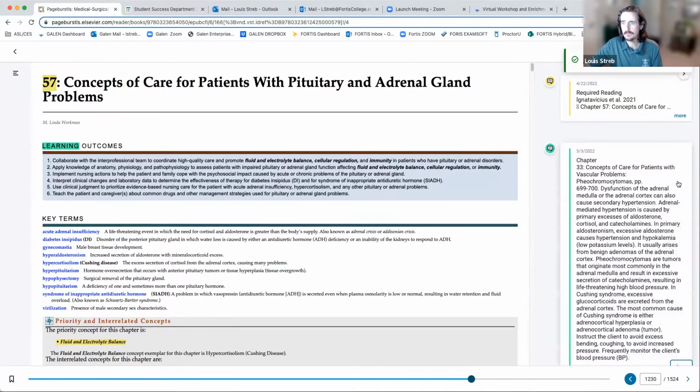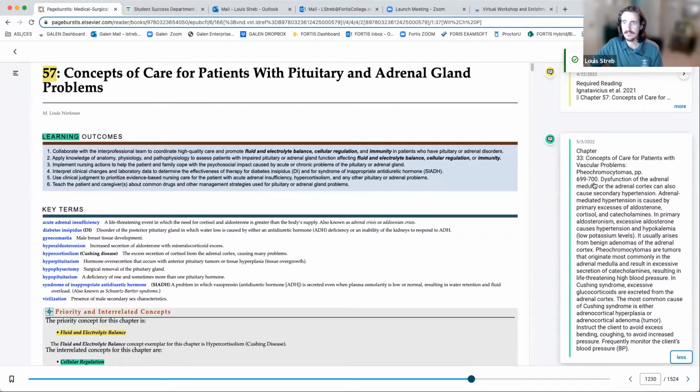I think of, we can go back to the very top here, pheochromocytoma. Right? A pheochromocytoma, that's a dysfunction of the adrenal medulla or the adrenal cortex. It causes secondary hypertension. Adrenal mediated hypertension talks about aldosterone and cortisol, all the things we talked about, your catecholamines, your epi, your norepi. With primary aldosteronism, we talk about excessive amounts of aldosterone, and that causes that hypertension. And since we have too much, we have hypokalemia. You don't have to get into all that. I just want you to be aware of these types of things, because if you have a tumor on your adrenal gland, it's going to cause problems.